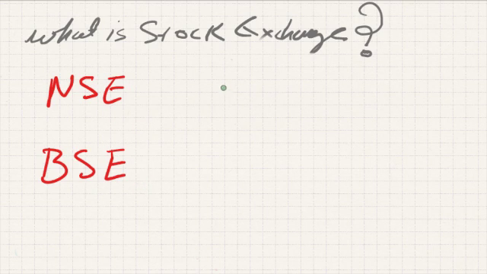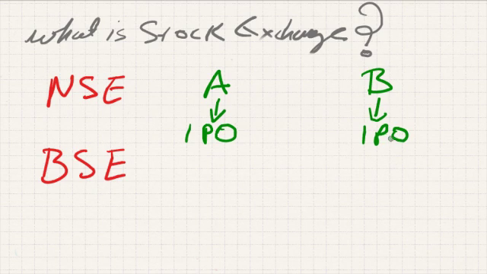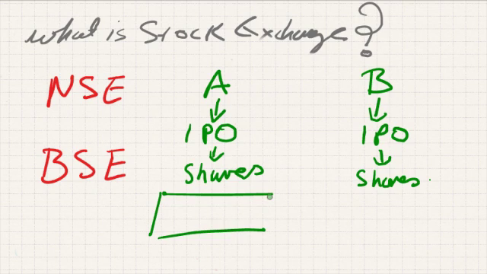Let's say there are two companies, company A and company B. If they want to take funds from the public, they can issue shares for the first time through an IPO. Both can issue IPOs, take funds, and issue shares to the public, which is ownership in the company. Later on, company A decides to list itself on the stock exchange, and company B decides not to list its stock on the exchange.